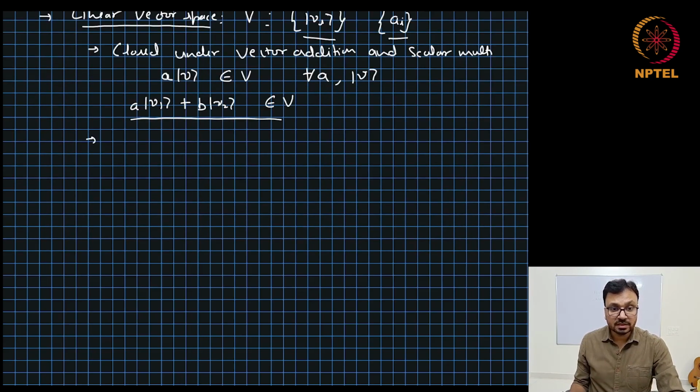Further, associativity. If we have three vectors V1, V2, and V3, then it shouldn't matter in what order we add them; we should get the same outcome.